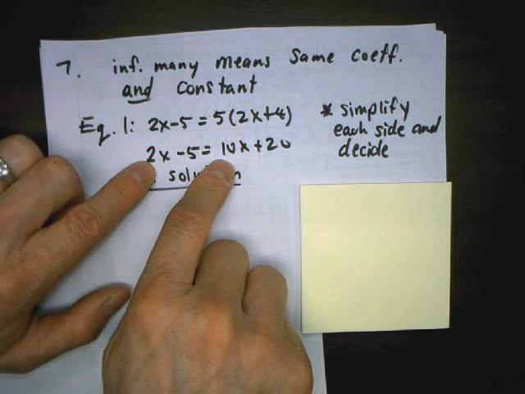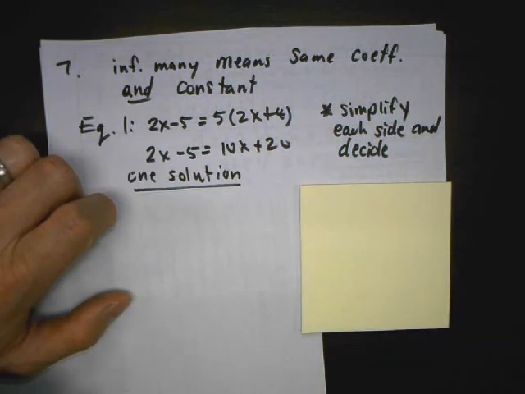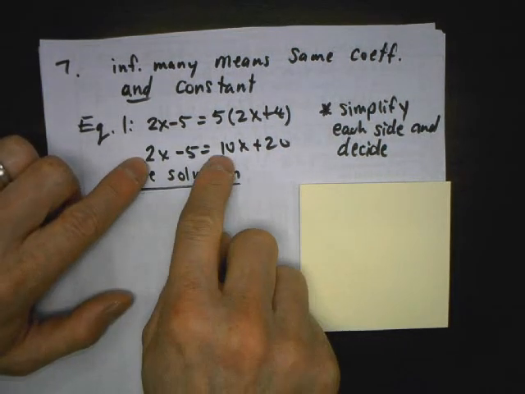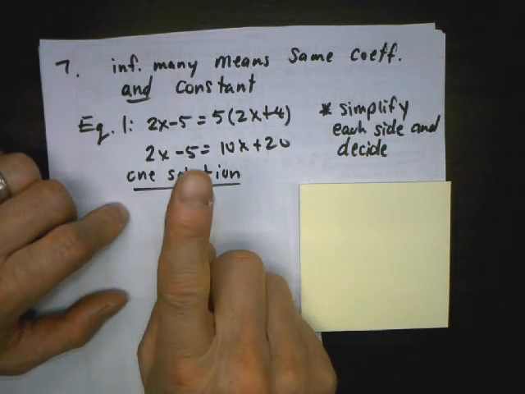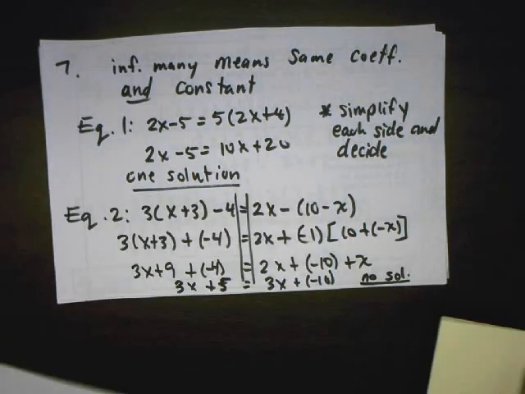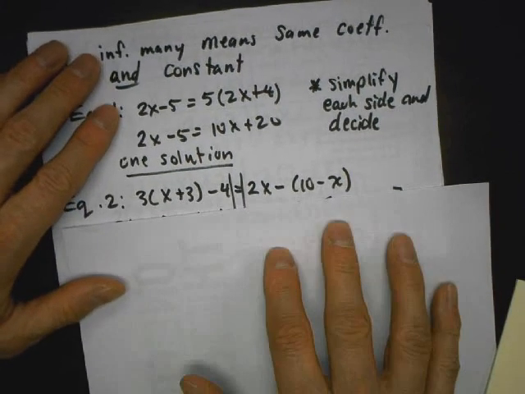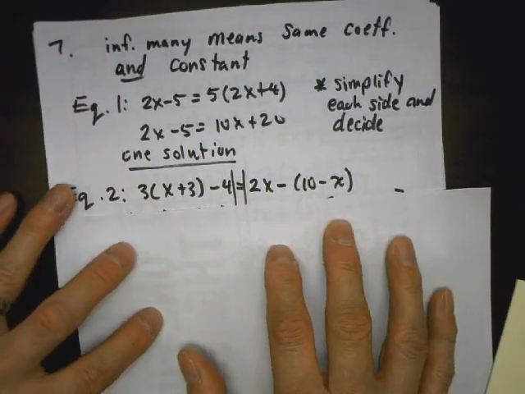The number in front of x's are different. So I know automatically there's one solution. Whenever these are different, there's one solution. In other words, there's going to be an answer. It's not one of those weird special cases. So let's go to number 2 now.